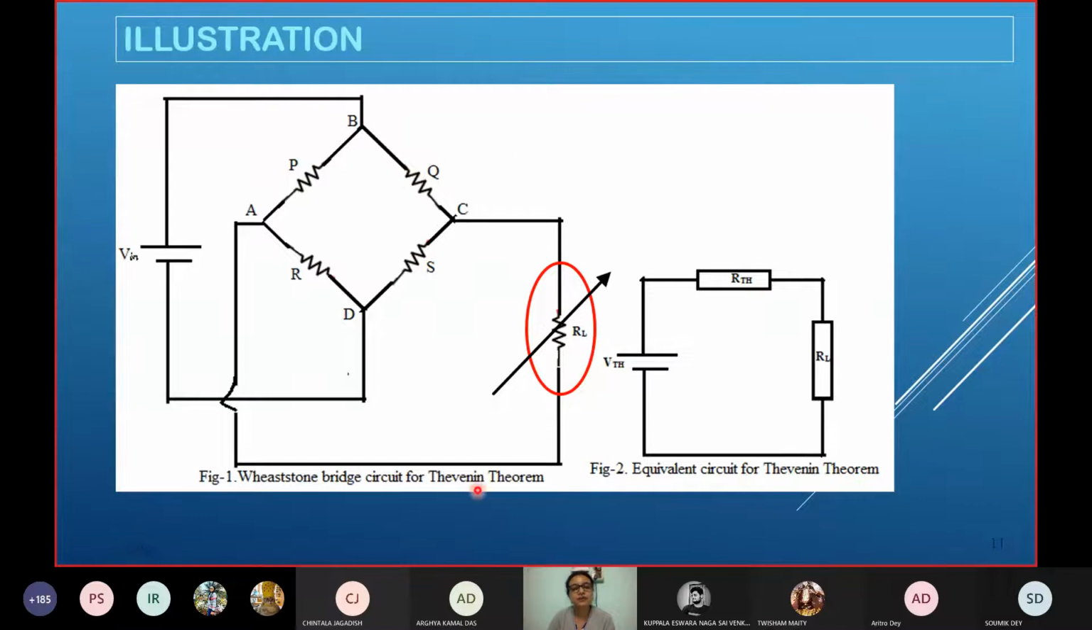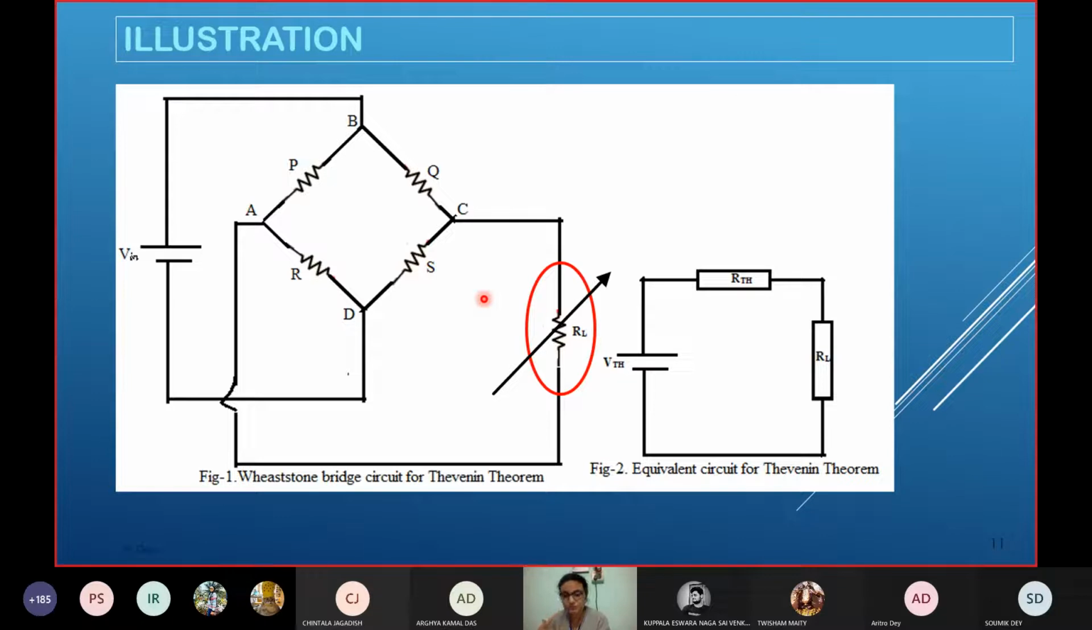Yes, ma'am. This is the circuit we have considered. Earlier also we explained it to you, I think in the first class. It is like a bridge circuit, PQRS. Additionally, across A and C, the load resistance is connected. We have arranged it in such a manner that the load resistance RL can vary. Now, what is stated in Thevenin's theorem?